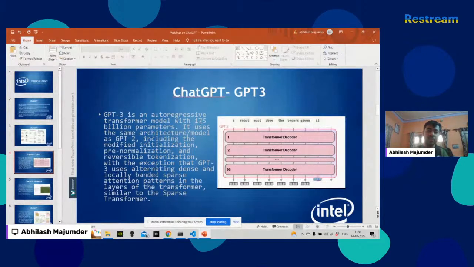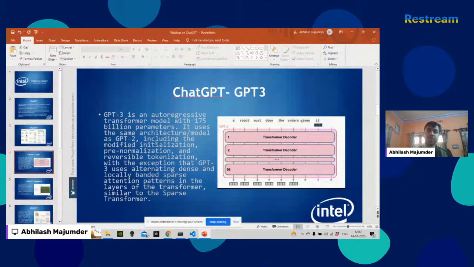It uses the same architecture as GPT-2, including modified initialization, which is a very complex thing. There are two things I told you about: model parallelism and data parallelism, and something called collective calls to optimize backward propagation across the large network. These are the modified initialization that they have mentioned.